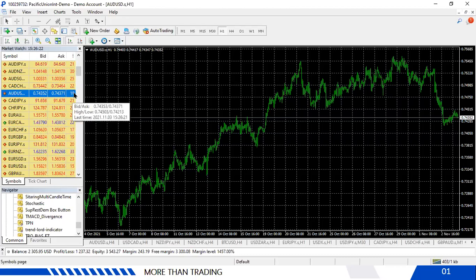This is not in pips, they are in points. Remember I said that 10 points is a pip. So this is in points. So we have about 2 pips, this is 1.9 pips. So let's go to our trade.